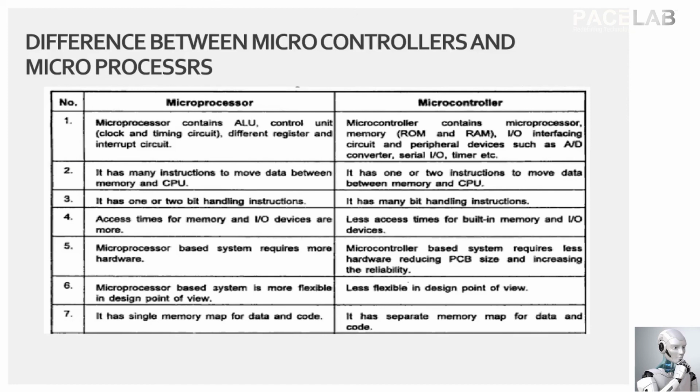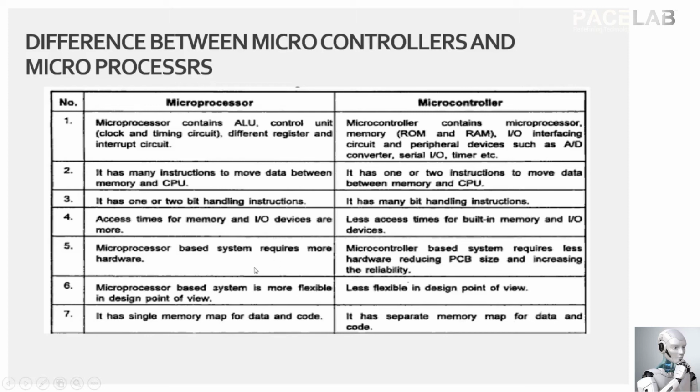Difference between microcontrollers and microprocessors. The major difference is that the microcontroller is fixed. The peripherals, RAM, ROM, everything are fixed. In the case of a microprocessor, the peripherals can be expanded, and the memory can be expanded, depending on our purposes.